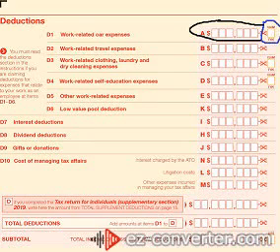Next one is D1, work-related car expenses. You have two obvious methods of calculating the car expenses relating to your work. First criteria is you have to establish that there is a connection between the expense you claim and your work.